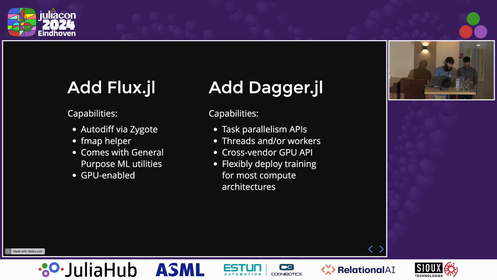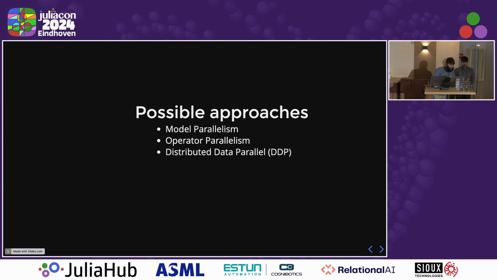And then Dagger.jl is basically providing task parallelism APIs that we're going to build on. Supports threads and workers, so multi-threading, multi-processing, has a cross-vendor GPU API. As I was saying before, there's not just 2 GPU vendors, there's at least 4. Support for all 4 of them is available and tested, and allows us to flexibly deploy training for basically most of the compute architectures you're going to see out there.